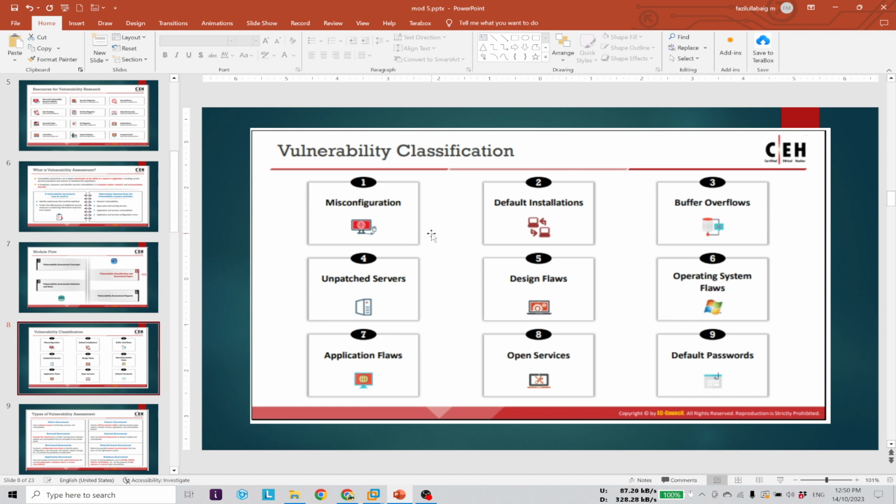Okay, so what is a design flaw? Here we can understand that if any application is not designed properly, that can also lead to a vulnerability, and later it can be used for compromising our operating system.